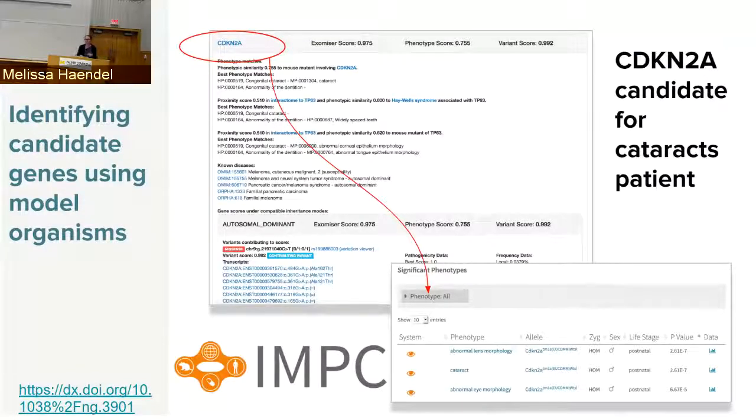The other thing it can do is help us identify new models. As it turns out, we know a lot about genetic diseases where we still don't know what the gene is. There are lots and lots of diseases in OMIM for which we don't have the molecular basis. So we've recently used the same approach to find candidate genes for those diseases. Here's an example using the International Mouse Phenotyping Consortium data to find a candidate disease gene for cataracts patients, CDKN2A. There's a link to the paper there if you want to read about that. We've identified a few hundred new disease genes using this same approach.